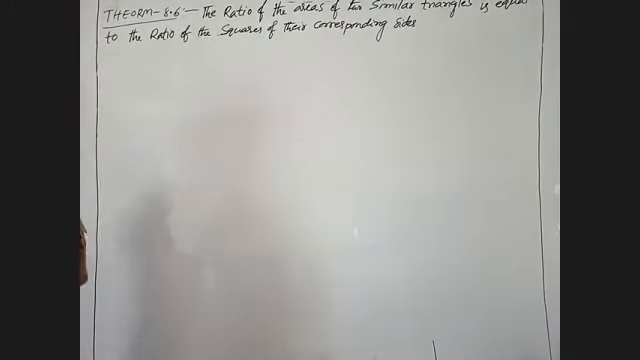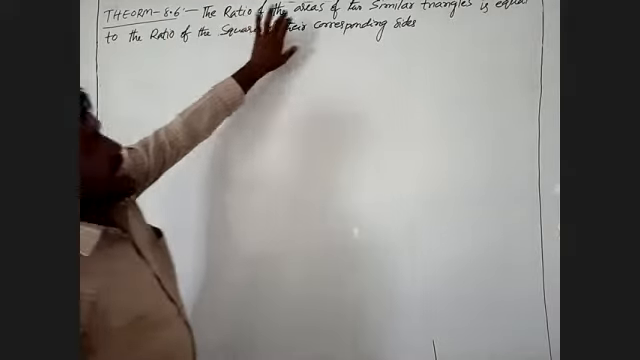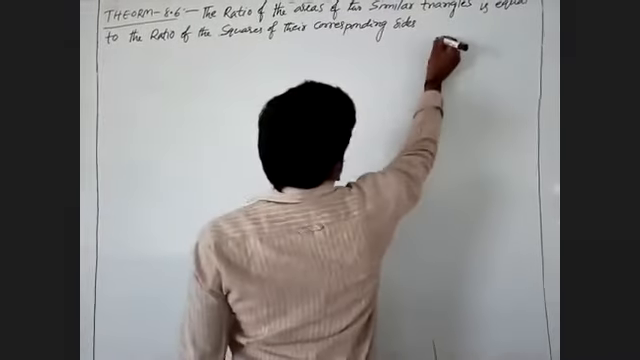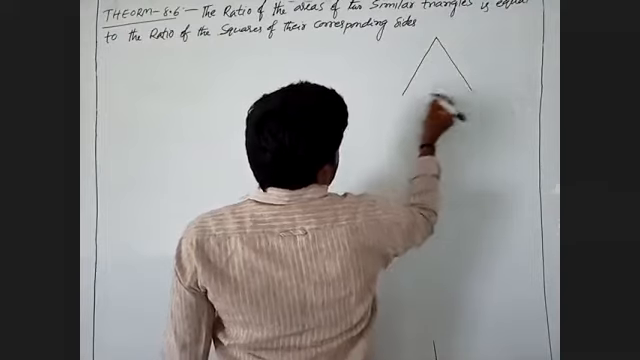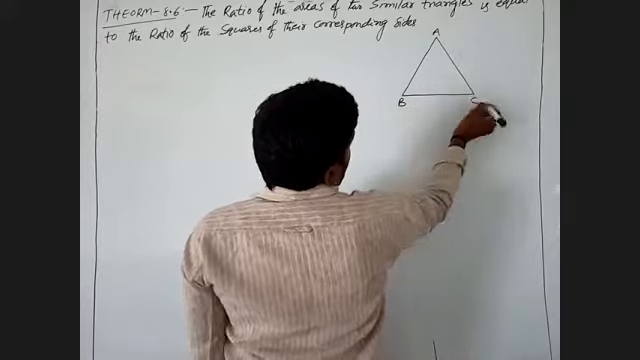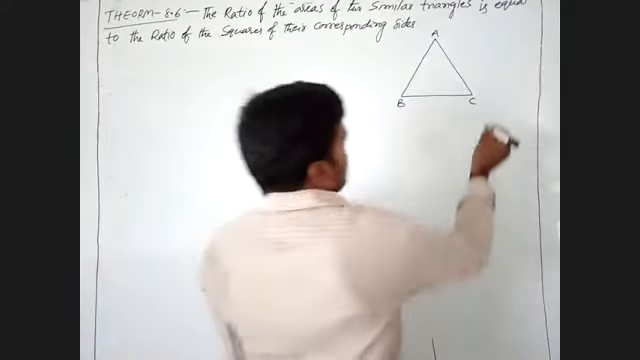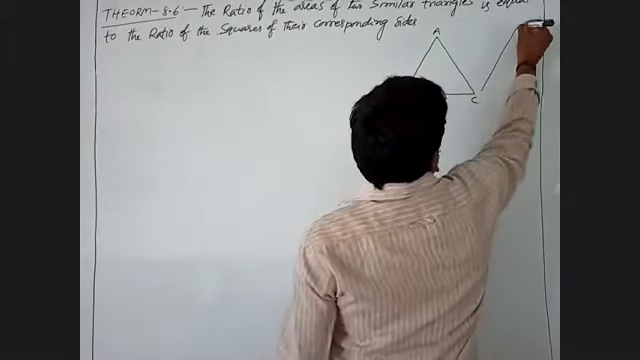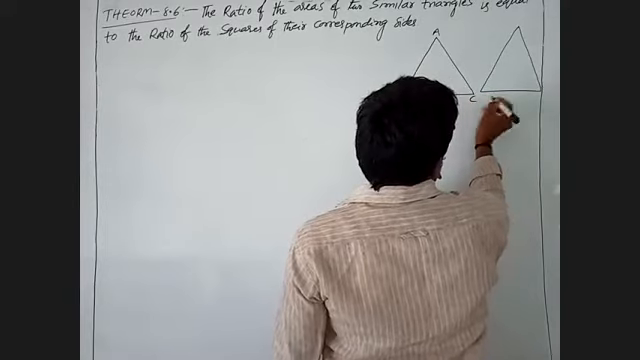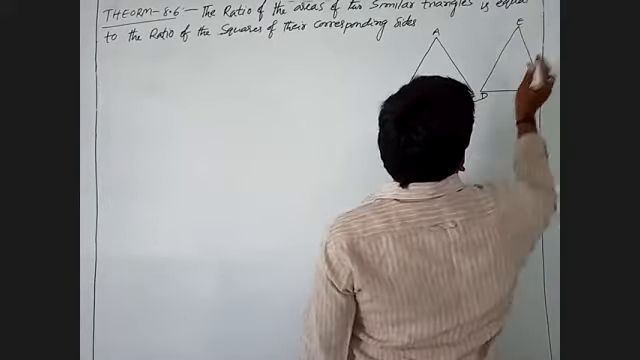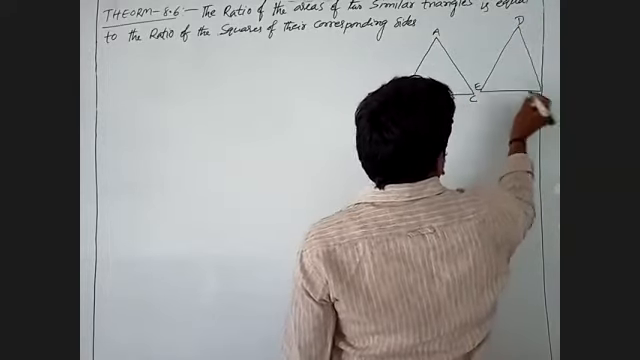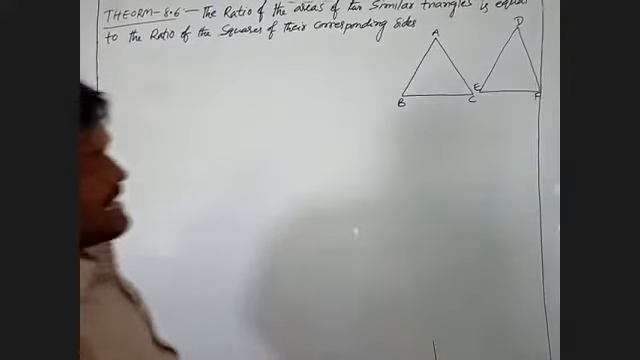I have to explain this one. The ratio of areas of two similar triangles. I will take two similar triangles, named triangle ABC and triangle DEF. This is D, this is E, this is F. These are the two triangles.